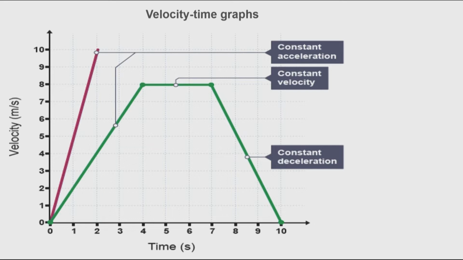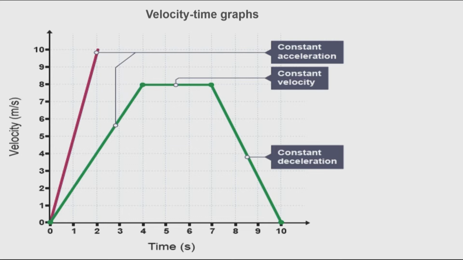So what is the movement of the object? If the velocity is increasing with time, therefore it is going faster and faster, therefore it is accelerating. And since it is a straight line, it means it is accelerating constantly. What is the difference between the green line and the purple line? In both, the similarity is that in both cases, acceleration is taking place. But the difference is that the purple line, since the speed has increased more in less time, therefore it is rapid acceleration.